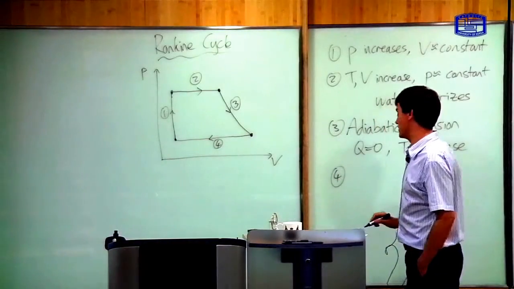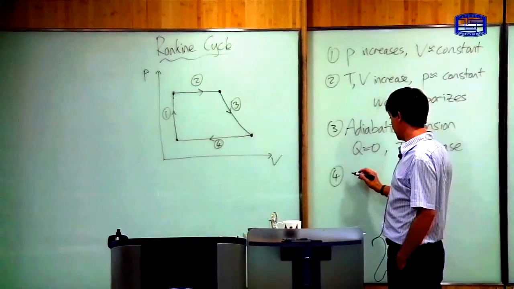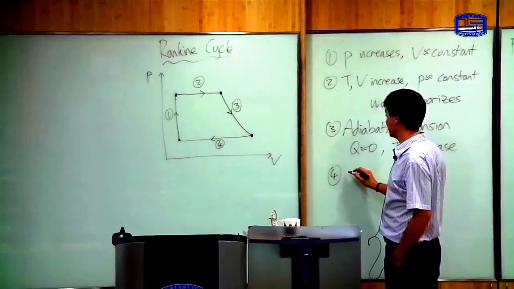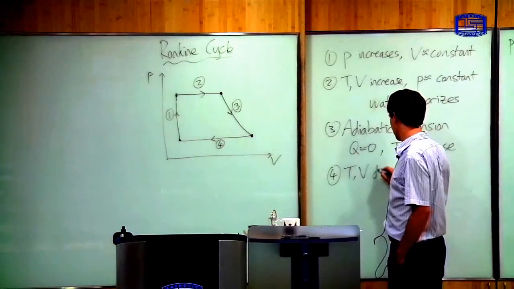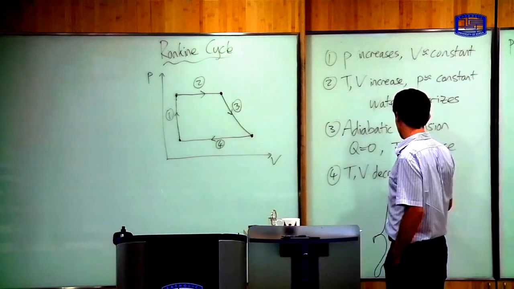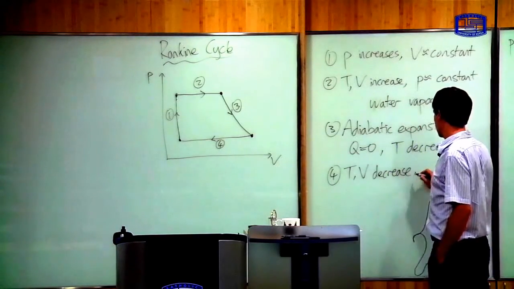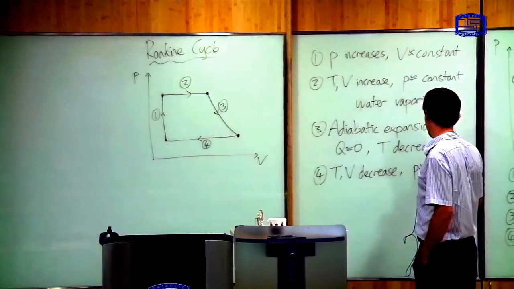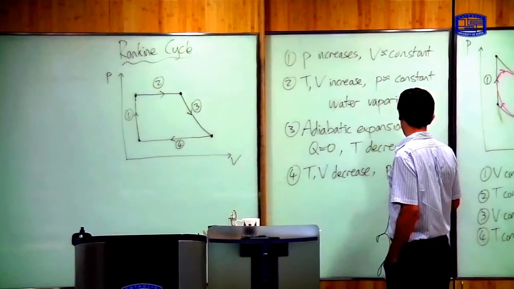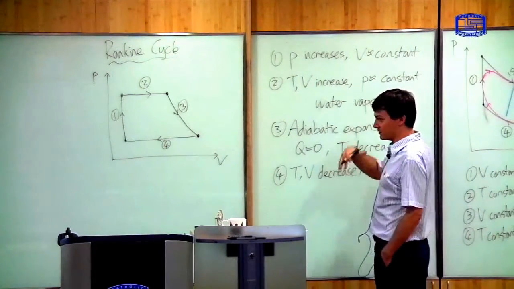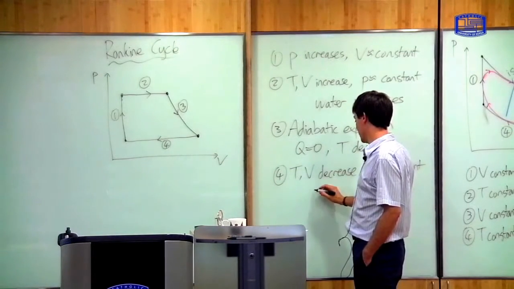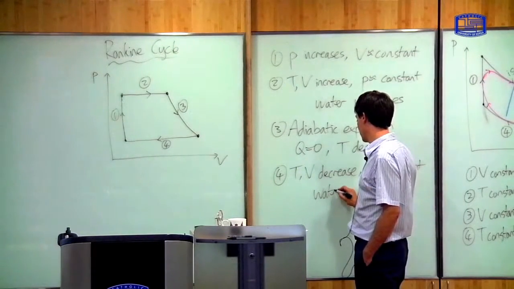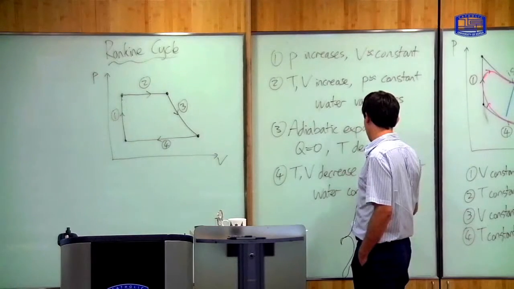So in the final stage of the cycle, pressure is approximately constant, and the temperature and the volume decrease. P is approximately constant, and the steam turns back into a liquid, and we said this is called condensation. So the water condenses.